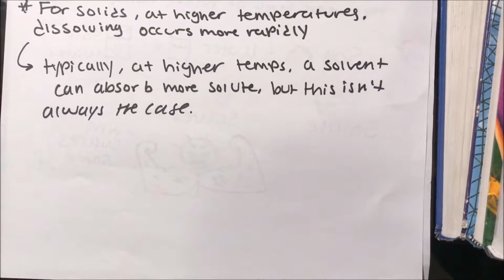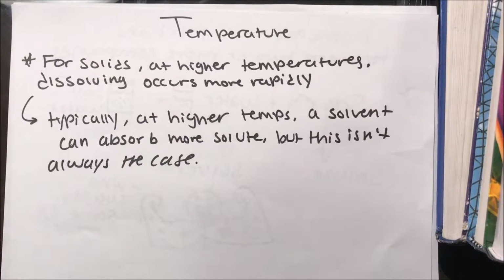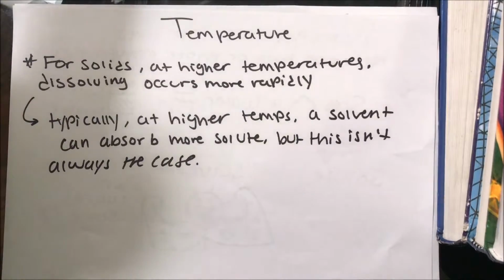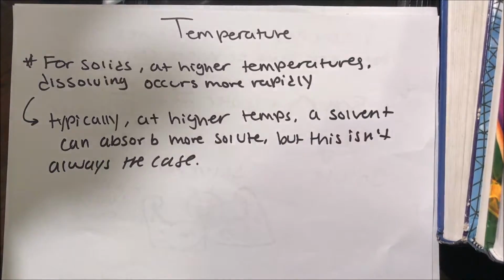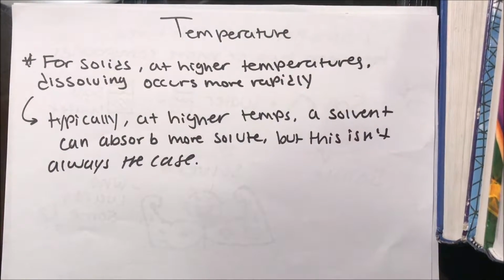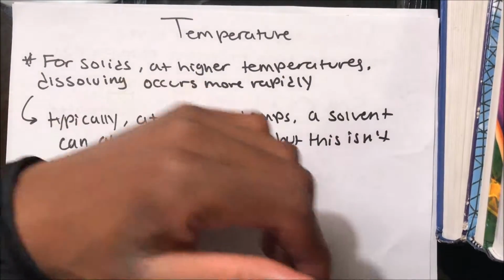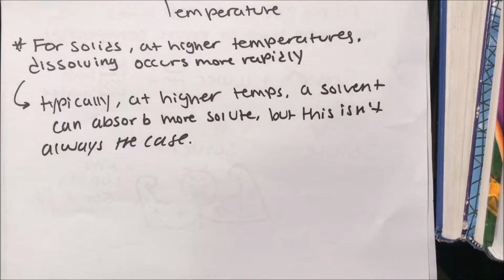Next, briefly, this is really easy with temperature. It's really simple. So for solids at higher temperature, the reaction goes faster. If you know anything about kinetics, dissolving occurs more rapidly. And typically, if you add heat to a solvent, it'll be able to absorb more solute. And that's just about it with these 2 things.